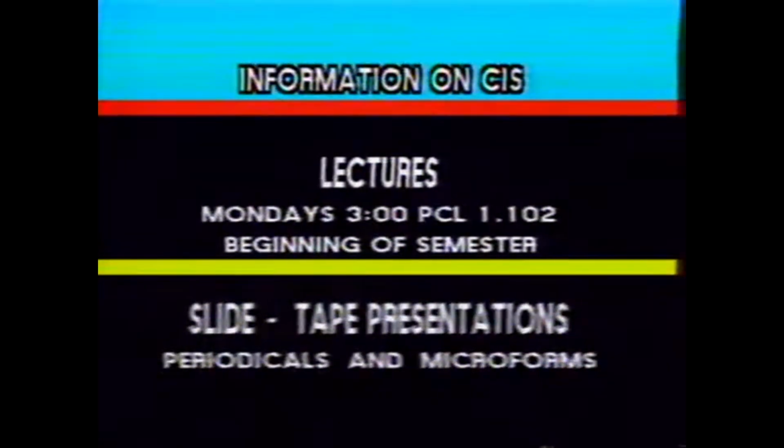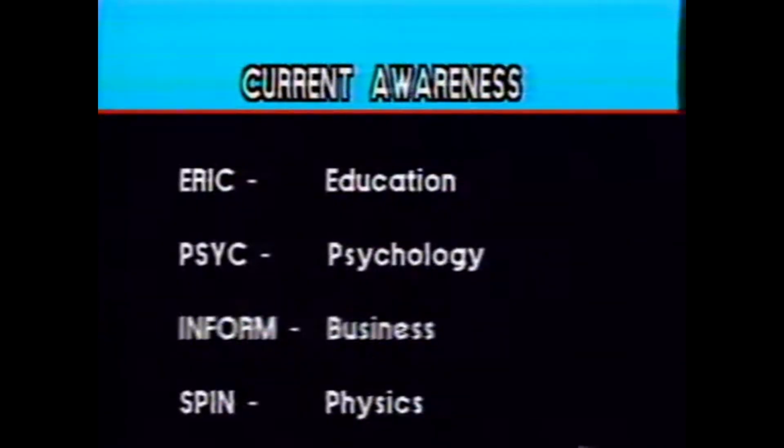The General Libraries offers another free service to users, Current Awareness, using 4 databases, ERIC and Psych, mentioned previously, Inform, a business database, and SPIN, a physics database. Graduate students, faculty, and research staff who want to keep abreast of current research in their fields can arrange to receive monthly printouts of citations relating to their research topic. Information on Current Awareness is available in the Special Services Department.